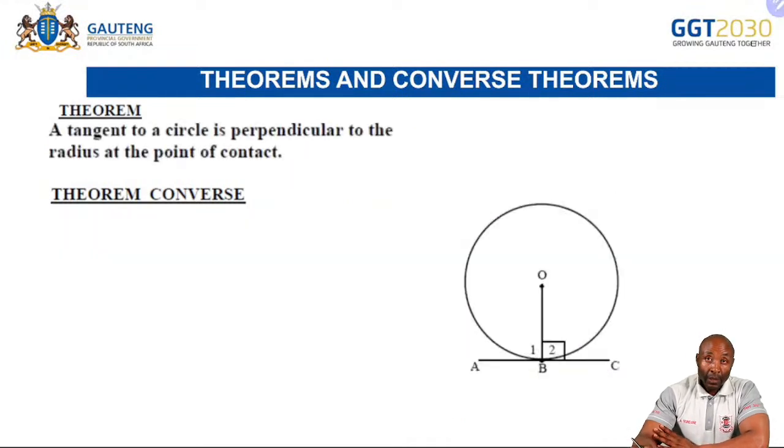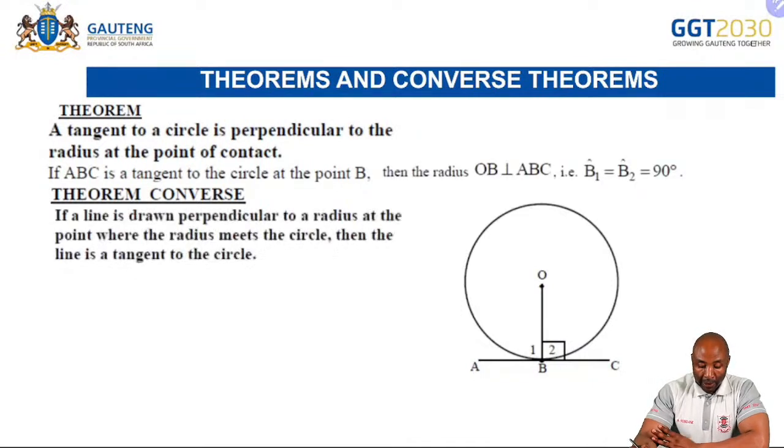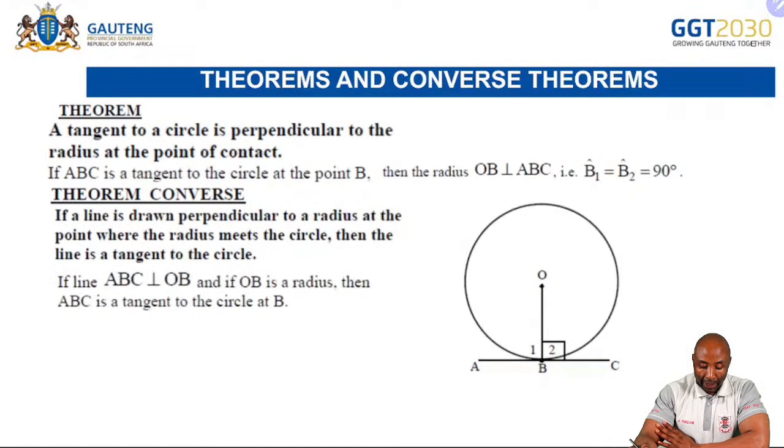Now, we all know that a tangent is always perpendicular to the radius. Hence, we should be able to use that theorem that a tangent is always perpendicular to the radius at the point of contact. Remember, a tangent is a line that touches a curve at only one point. So the converse: we know that if a line is drawn perpendicular to the radius at the point where the radius meets the circle, then the line is a tangent.